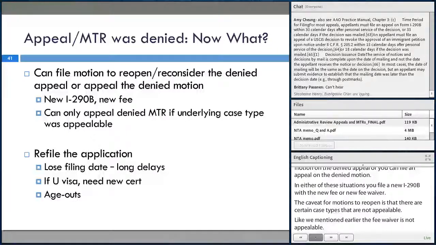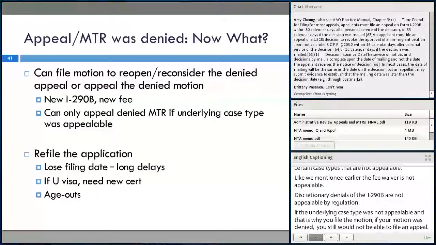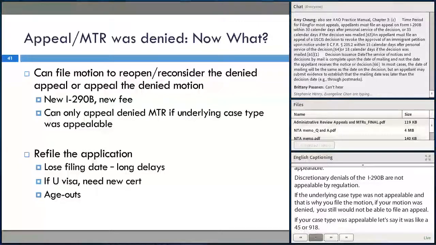Okay, but if your underlying case type was appealable, let's say it was like a 485, 918, then even if you filed a motion first, you would still be able to file an appeal if the motion were denied.